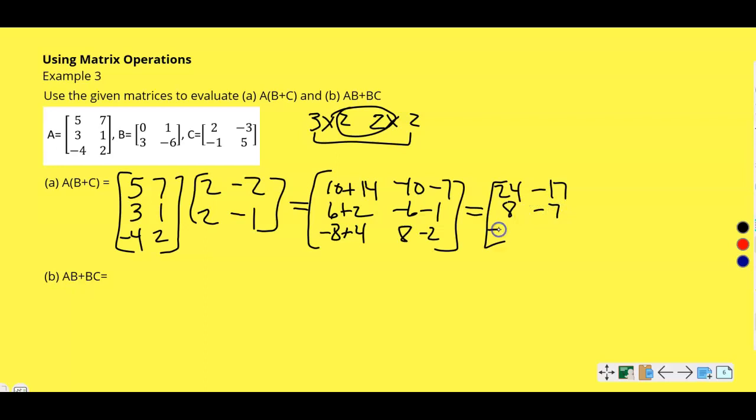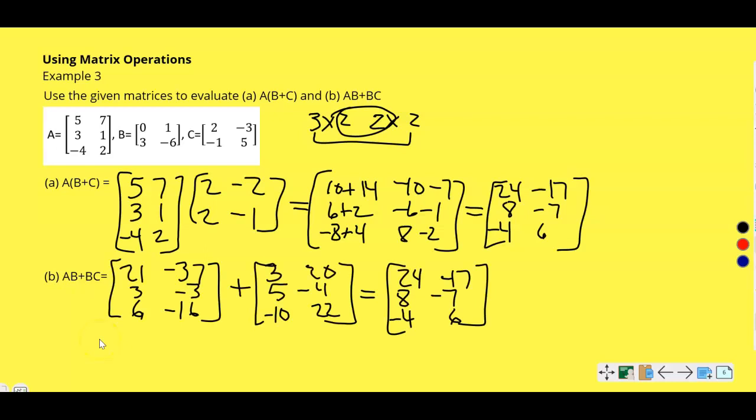Negative 8 plus 4 is negative 4. 8 minus 2 is 6. So that is our matrix. So this matrix represents A times B plus C. All right, take a moment, see if you can do B part, and then come back to see if you get the right answer. All right, because of space, I didn't write everything down.